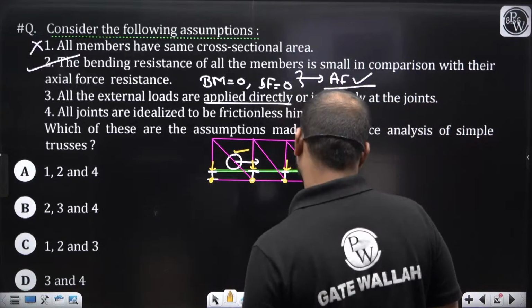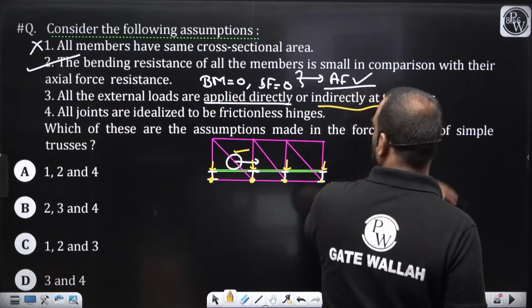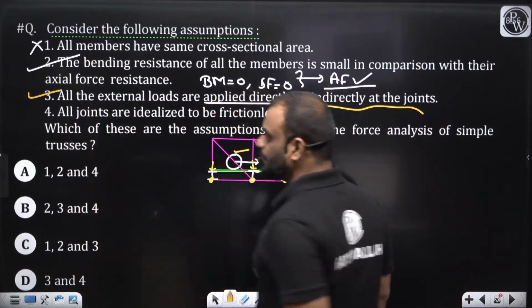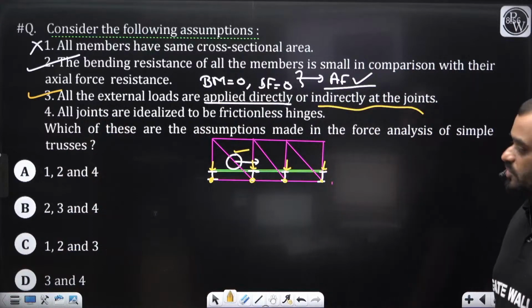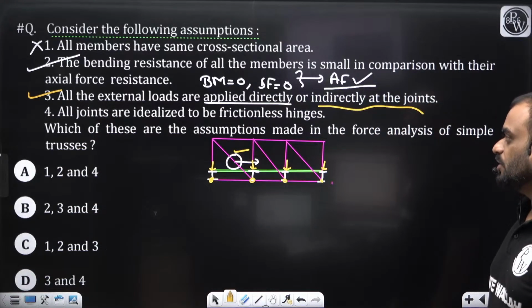So such type of loading is basically indirect loading. It is not direct loading. It is indirect loading at the joints. So that's why the third is also correct. All the external loads are applied directly or indirectly at the joints.